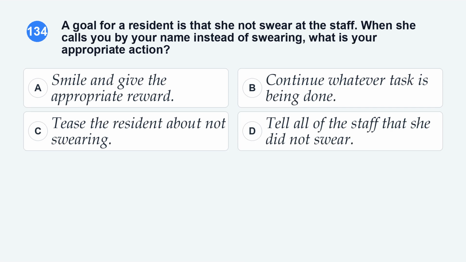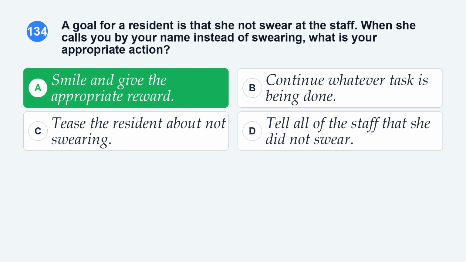Question 134. A goal for a resident is that she not swear at the staff. When she calls you by your name instead of swearing, what is your appropriate action? Option A. Smile and give the appropriate reward. Option B. Continue whatever task is being done. Option C. Tease the resident about not swearing. Option D. Tell all of the staff that she did not swear.